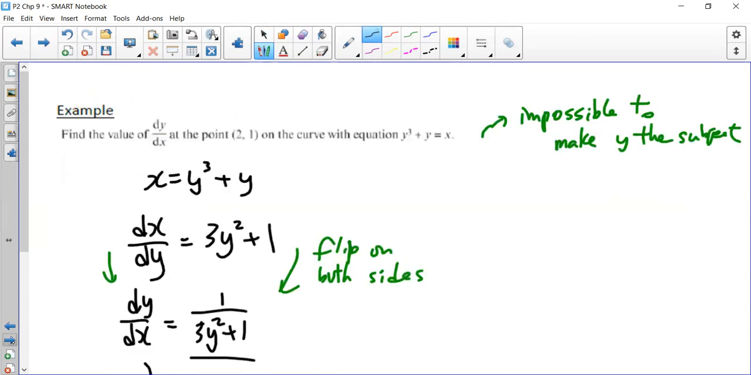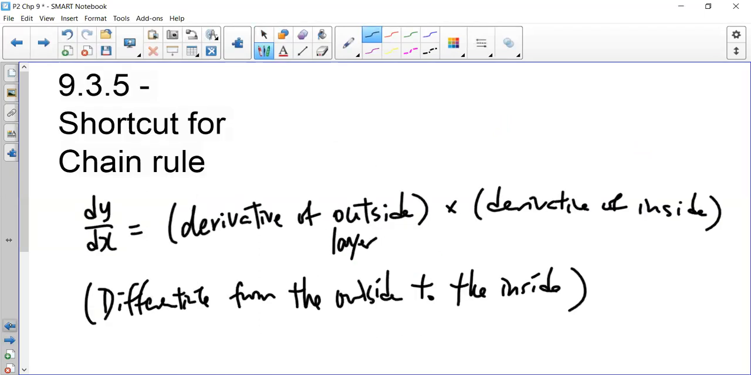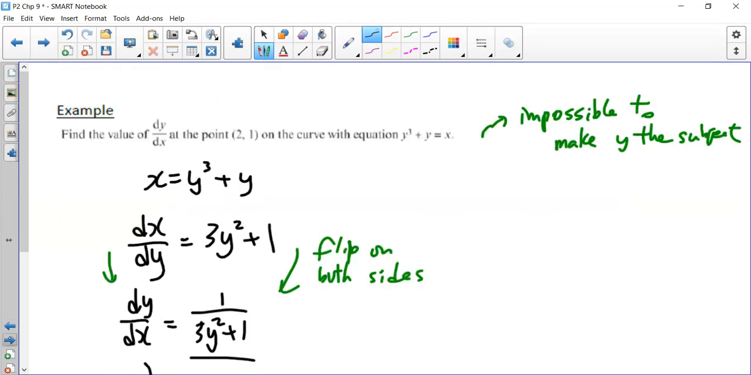We also learned about a shortcut. The shortcut for the chain rule is to differentiate from the outside to the inside. Now we are going to use the shortcut whenever we can, as much as possible, when it comes to using the chain rule.